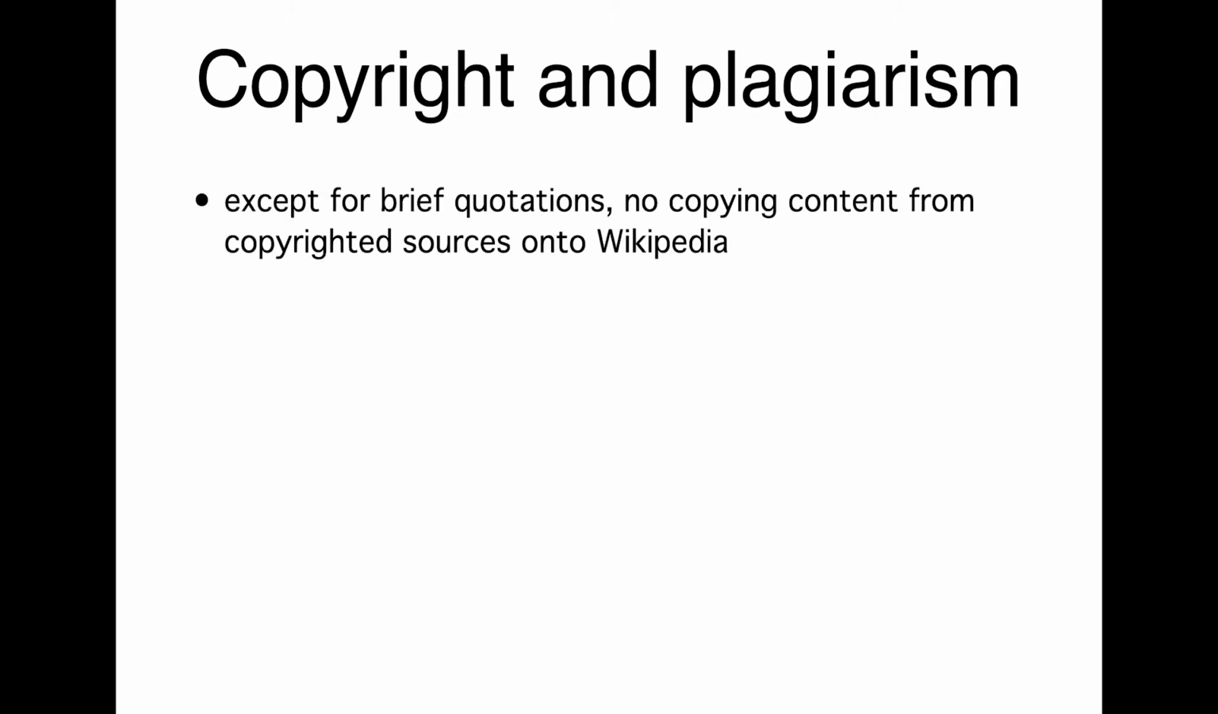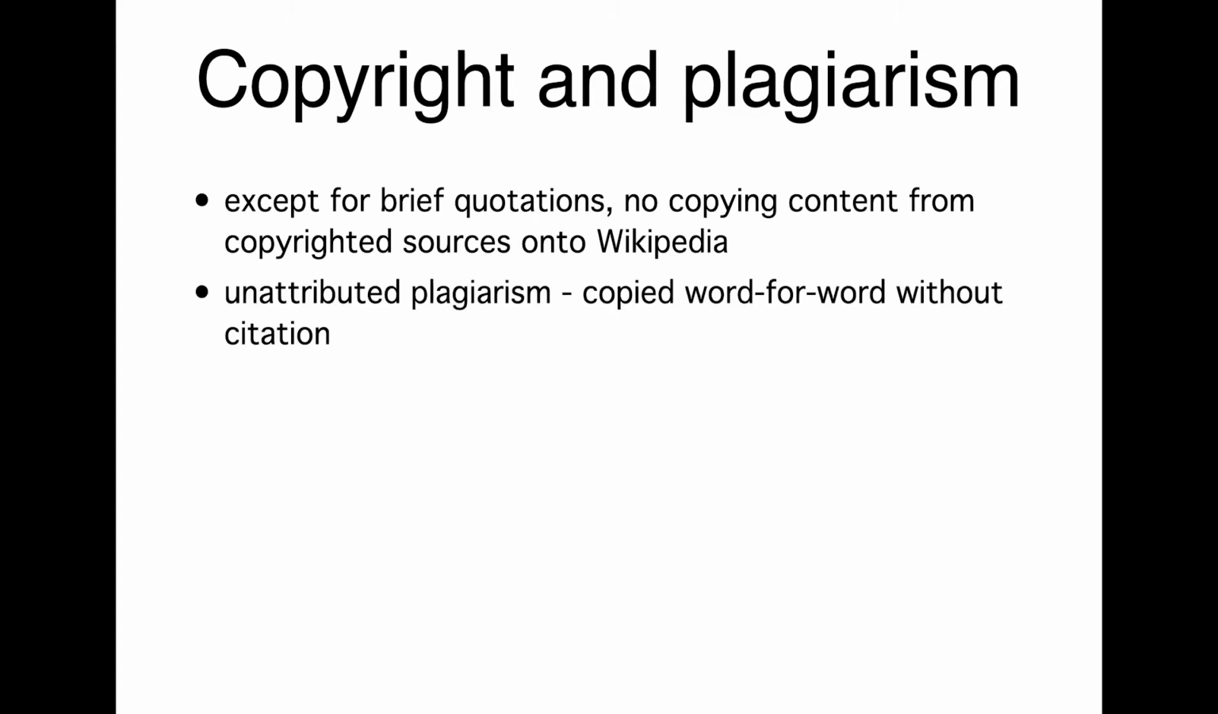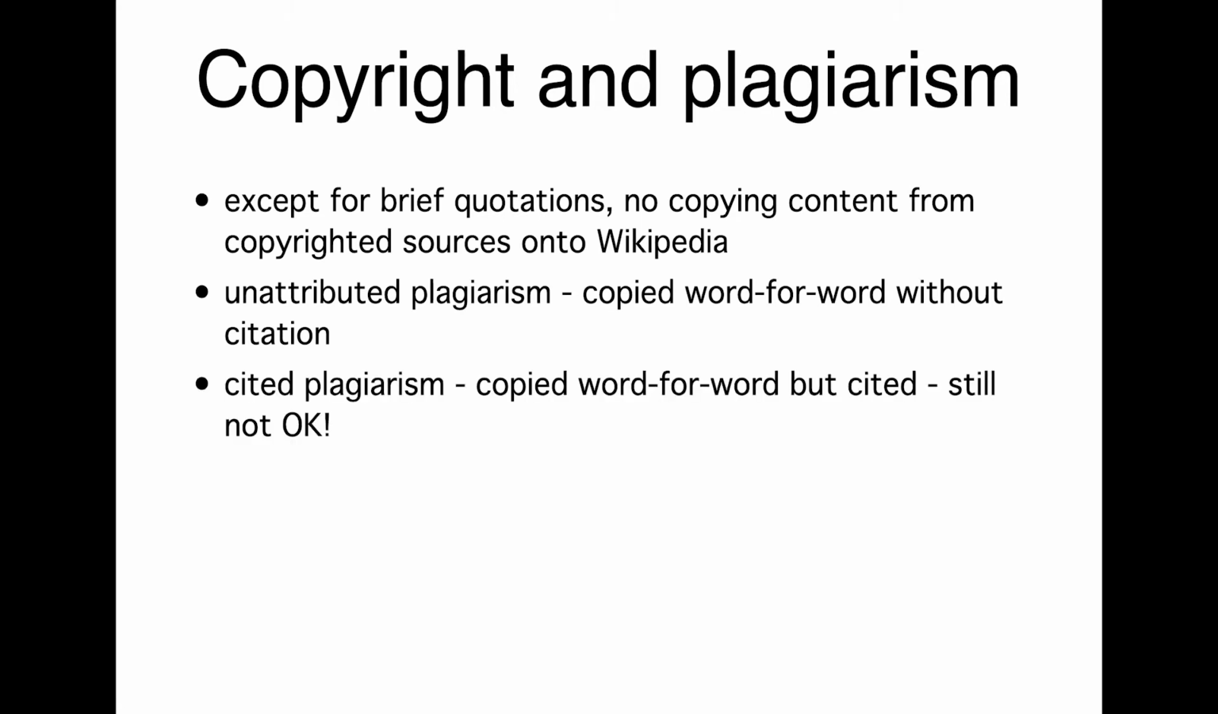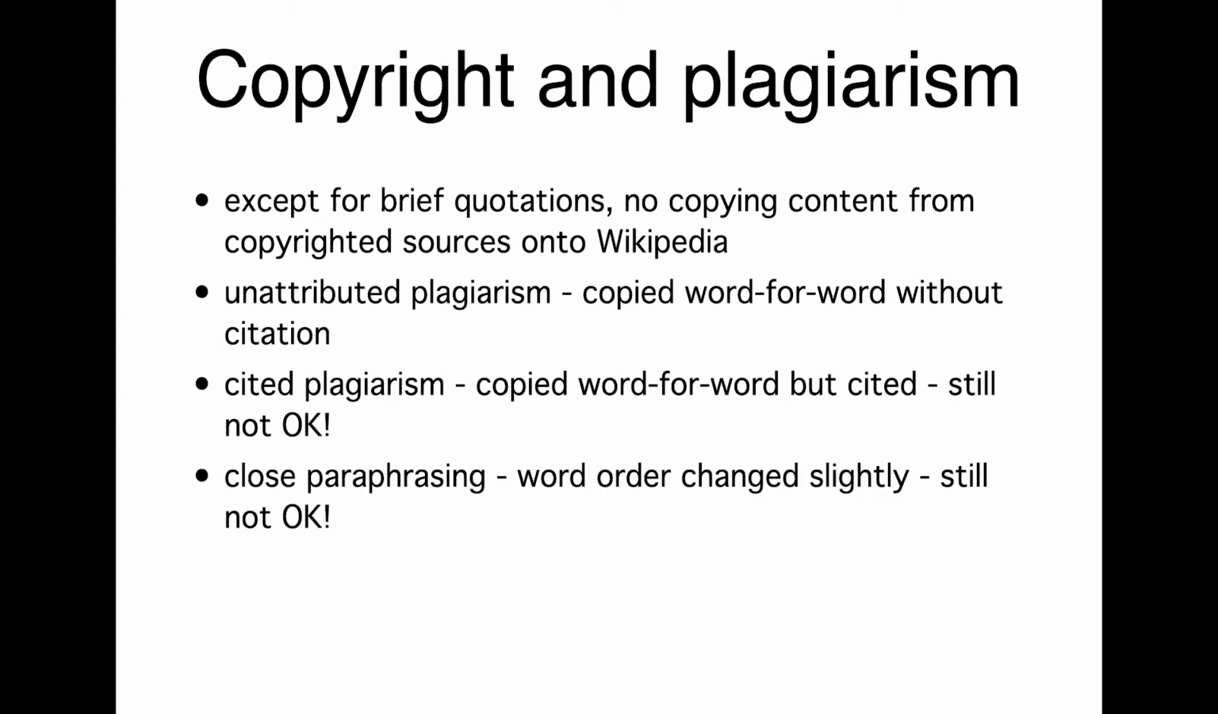So, copyright and plagiarism. Except for brief quotations, no copying content from copyrighted sources onto Wikipedia. Unattributed plagiarism is when you copy word for word without citation. Cited plagiarism is copying word for word but citing it. It's still not okay. You can't copy a big chunk of text word for word and then say, I got it from here. You also can't do close paraphrasing, where you just change a word or two.